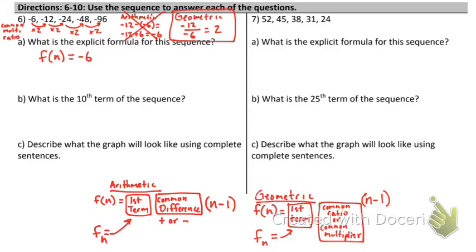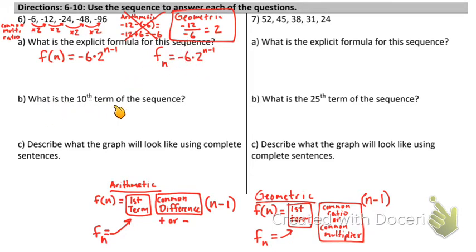So we're multiplying by 2. And then the last thing we do is just put the exponent of n-1 above our common multiplier. So it's n-1. Okay? And that is our explicit formula. Pretty simple. If we're doing subscript form, it's the same idea, but now it's just subscript. But it looks exactly the same. Okay? So function form, subscript form. All right, we're done with the explicit formula for geometric.